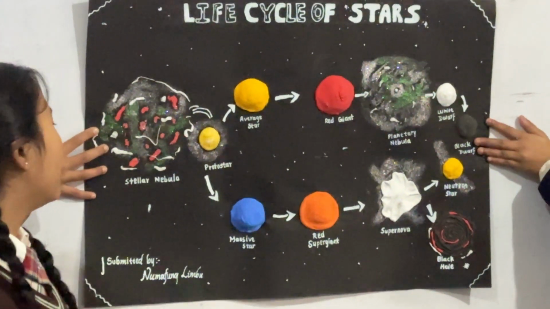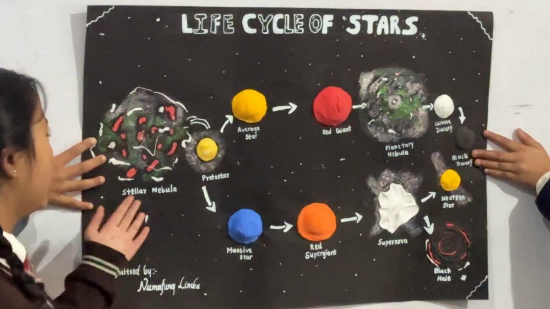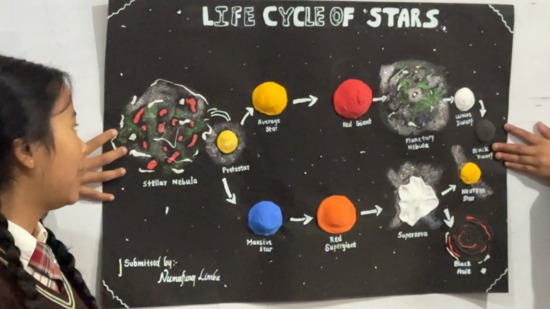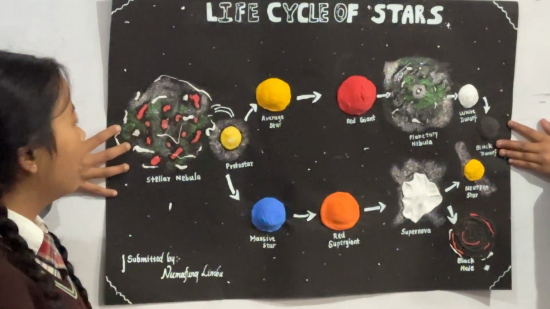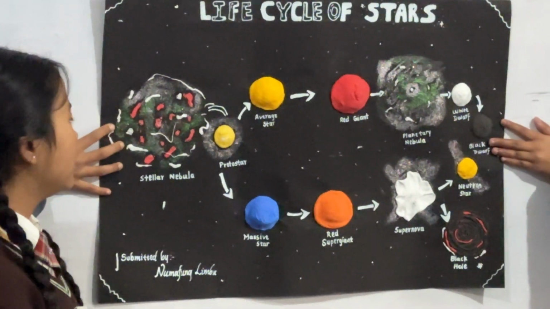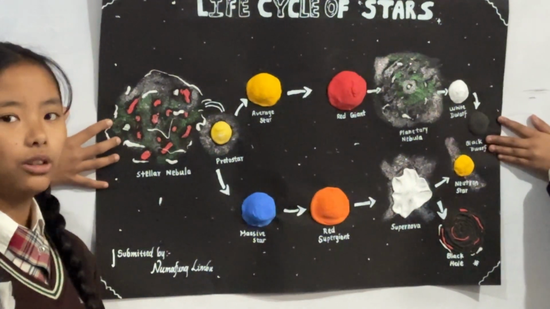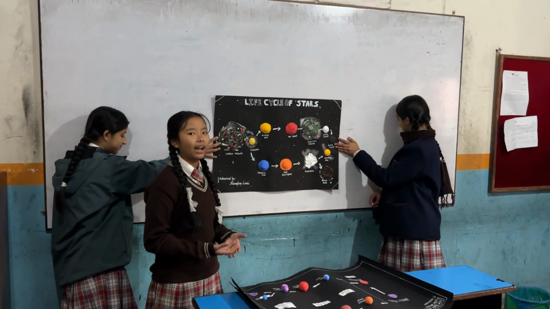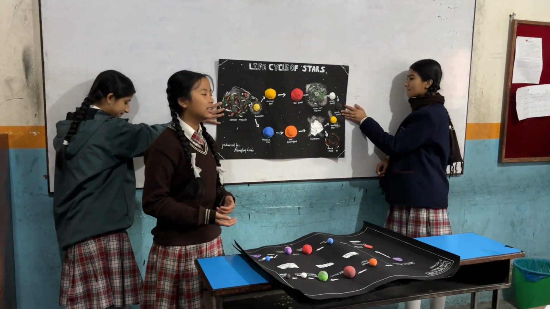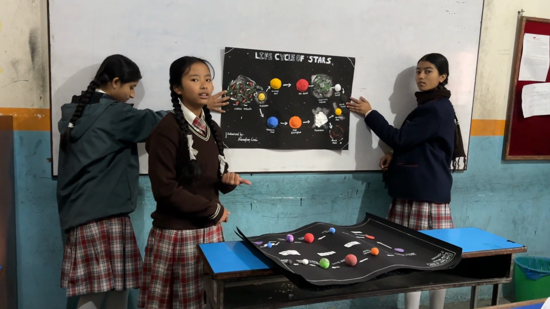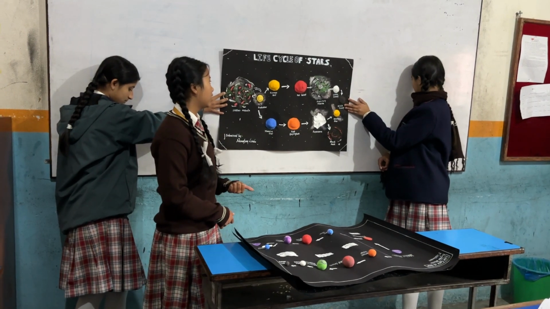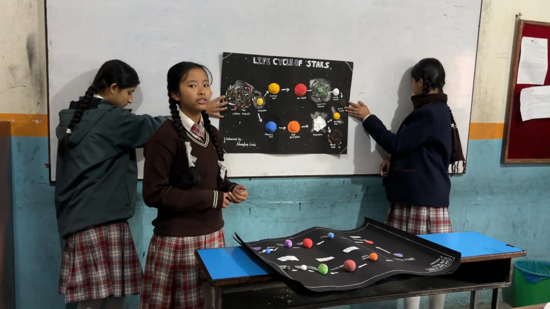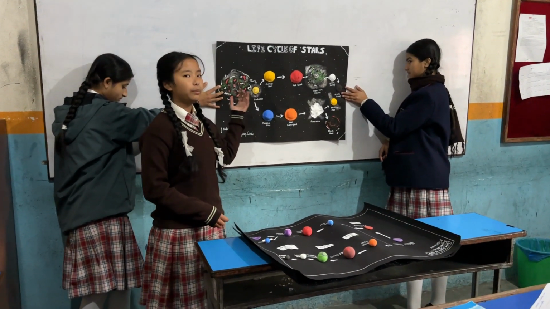So, starting at first we have a stellar nebula. A stellar nebula is just a giant cloud of dust particles and gases. Now, the hydrogen present in the stellar nebula gets collected into lumps, and as the temperature and pressure gradually increase, and when the temperature reaches about 10 million degrees Celsius, the high pressure and temperature cause a thermonuclear fusion reaction to start, forming a protostar.